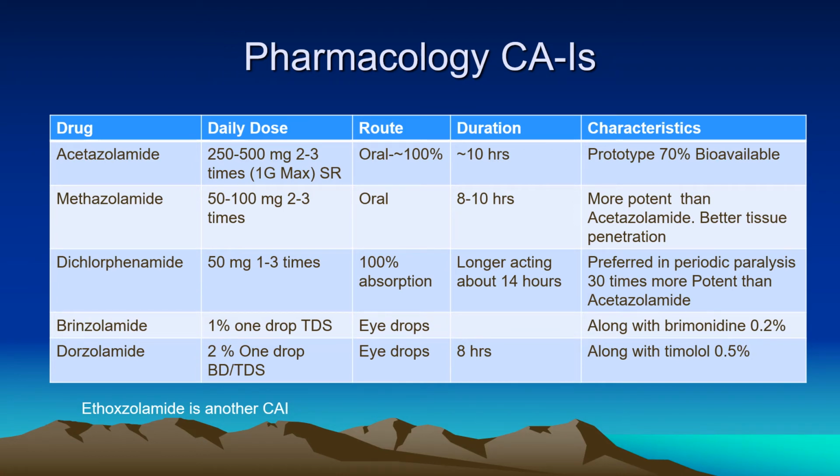Other drugs are methazolamide, dichlorphenamide, and ethoxyzolamide. The two drugs which are topical for the treatment of glaucoma in the eye, brinzolamide and dorzolamide, can be used alone or along with other agents required for the treatment of chronic simple glaucoma. For example, brinzolamide with brimonidine, which is an alpha 2 agonist, and dorzolamide is used along with timolol, which is a beta blocker.